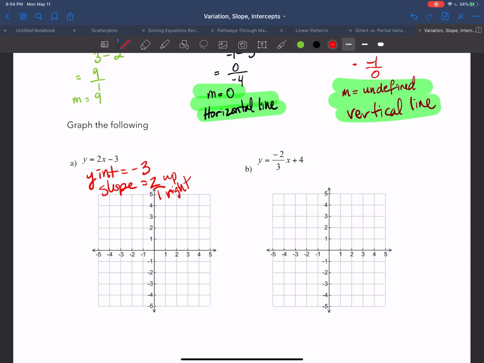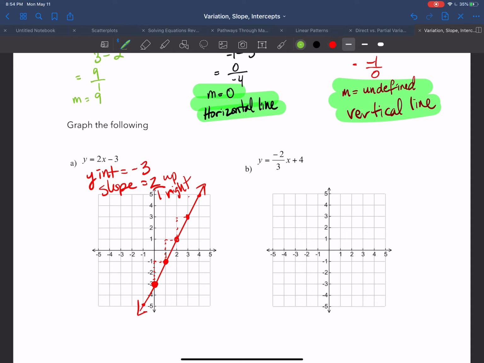So if my y-intercept is at -3, I go up 2 coordinates, or 2 points, and 1 to the right. And there we have a new point. Okay, again, up 2 units across, up 2 units across. And you just keep doing that. Get as many points as you can. Just makes your line a little neater. Use a ruler. Connect them. Put arrows at the end.